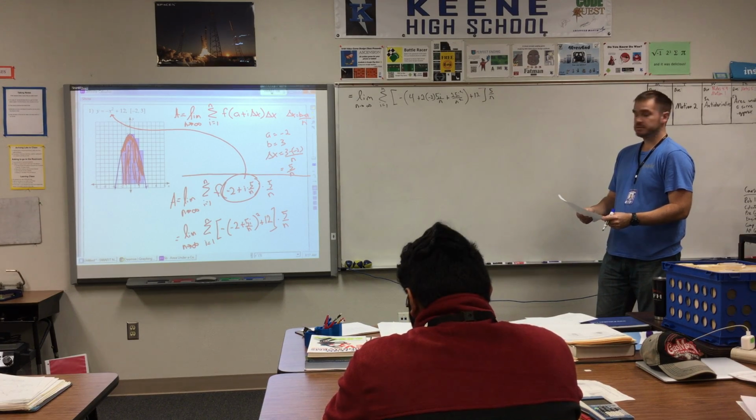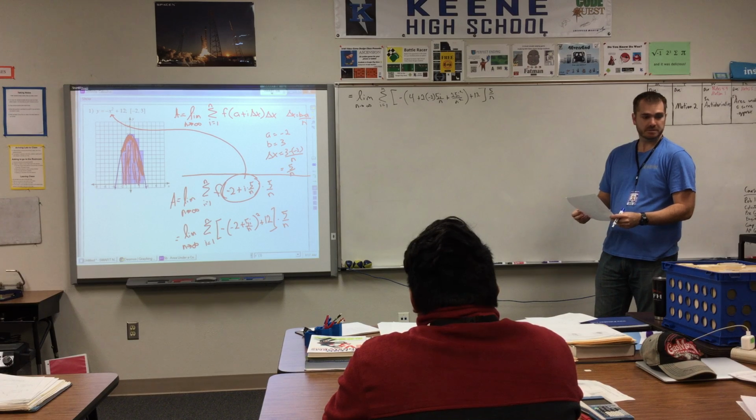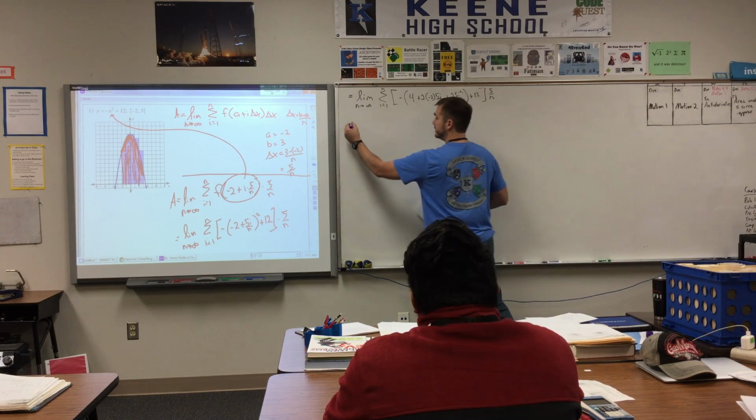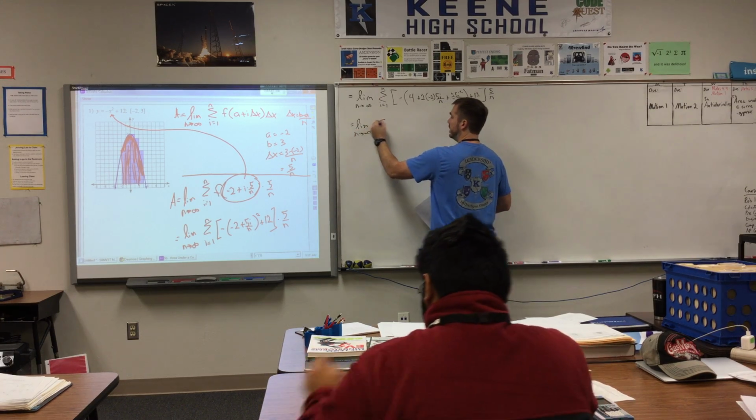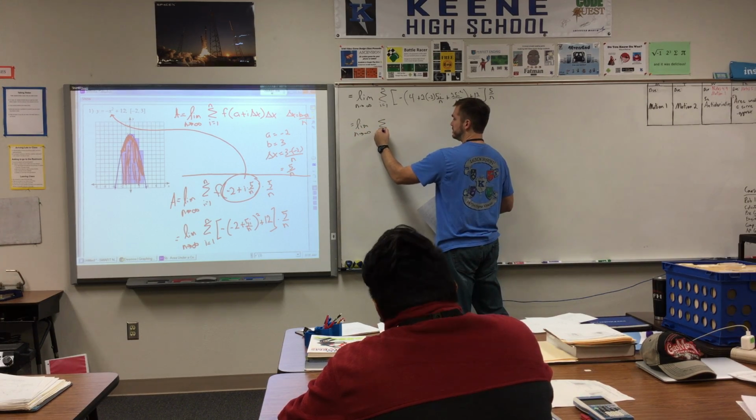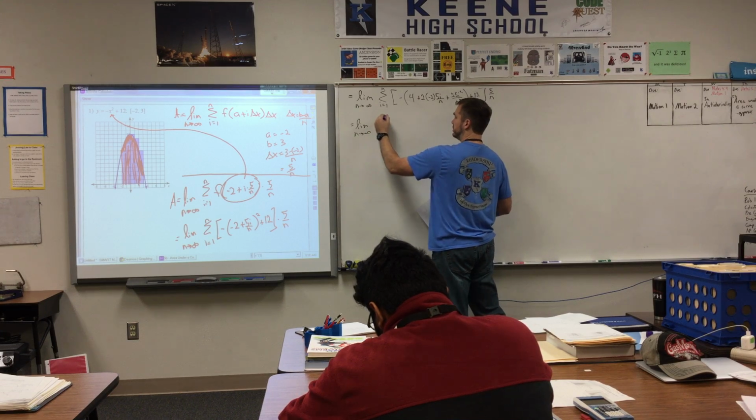Jeremy, let me know if something doesn't make sense here. Catch me if I'm wrong. It's just algebra at this point. So all right, good habits here. Limit as n approaches infinity, summation i equals 1 to n.